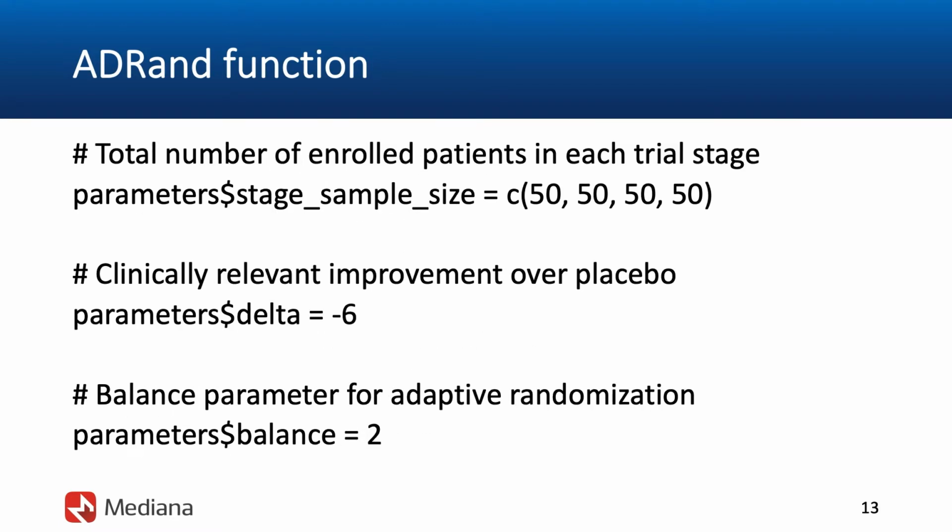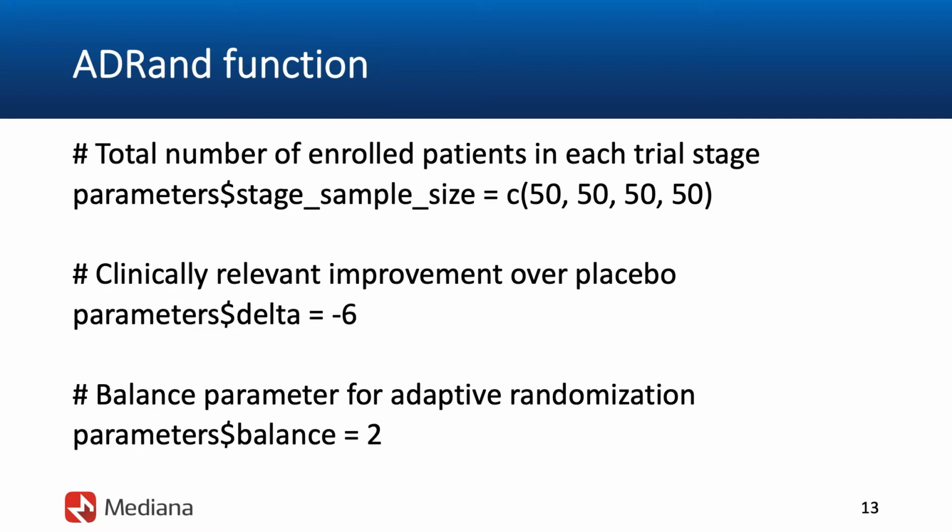As I said a few minutes ago, this will be a 4-stage design, and the first specification on this slide gives us an option to explicitly define the number of enrolled patients in each trial stage. In this case, since we have 4 trial stages, a vector of 4 values will be passed to this stage sample size parameter. For the AD rand function, each element of this vector is 50. So we expect to enroll 50 patients in each trial stage, of course, across the 5 trial arms.